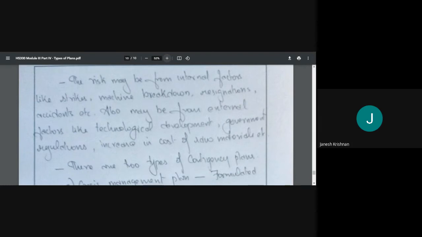Then government regulations. As you know, suddenly the government says we are going to have a lockdown. We had restrictions, now we are going to have a lockdown. So now the stocks which you have taken are affected. Then increasing cost of raw materials.